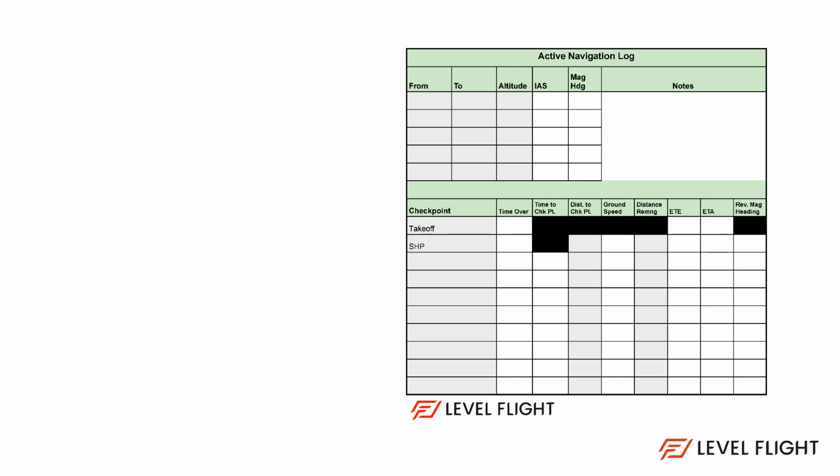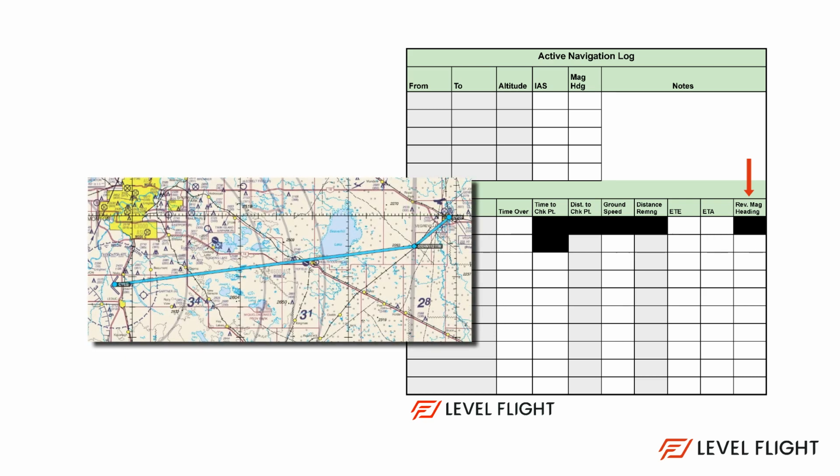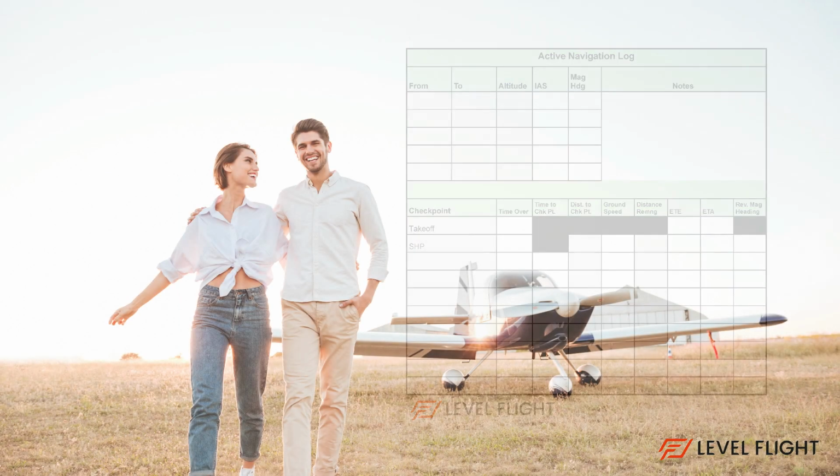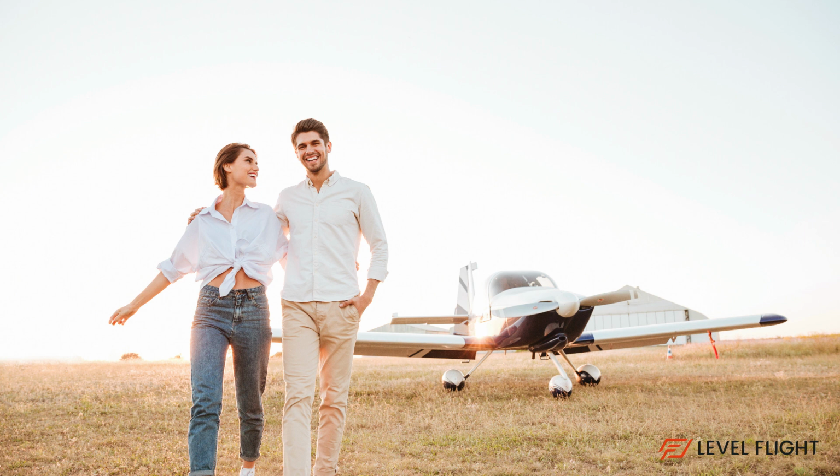The final column is the revised magnetic heading column. Using the course correction methods you learned about earlier in the course, you may have found that you need to alter your magnetic heading in order to stay on course. This box is where we would record that heading. Now that we've discussed generally how this navlog works, let's plan a cross-country flight and put it into action.